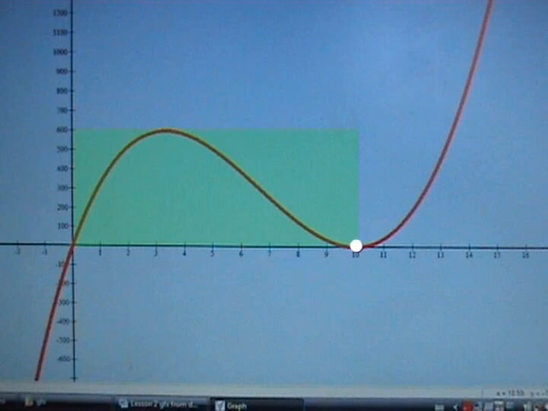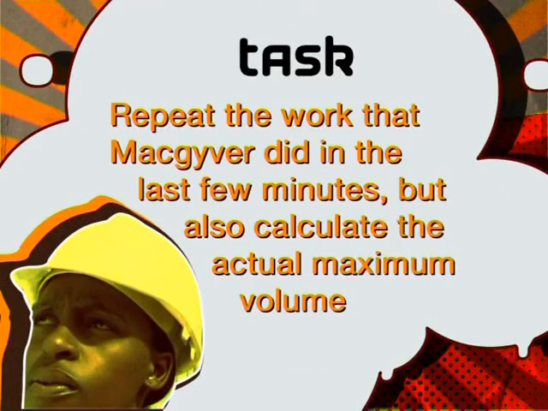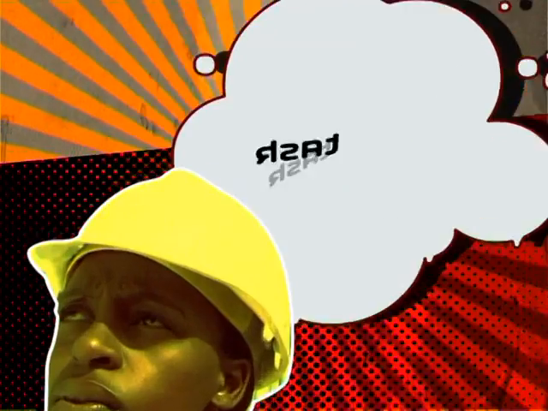The other root of 10 was not applicable because the domain for which our volume equation makes sense is between 0 and 10. And the volume for a cutout of 10 centimeters is 0. The box disappears altogether. I think that you need to spend some time reflecting on what we did today. And therefore, your task is the following. I'm going to ask you to repeat the work that MacGyver did in the last few minutes, but also to calculate the actual maximum volume.